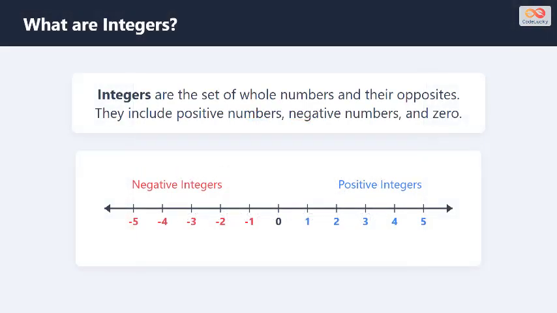First, let's define what we are working with. Integers are the set of whole numbers and their opposites. This includes all the positive numbers you count with, all the negative numbers below 0, and 0 itself.